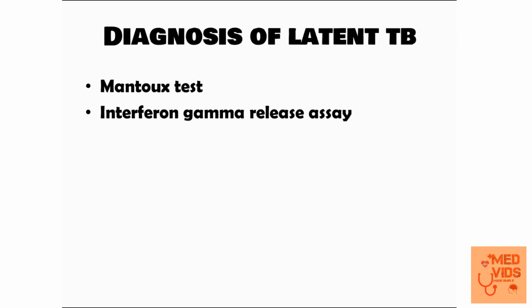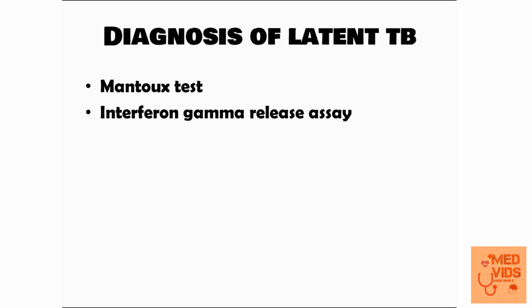Diagnosis of latent tuberculosis. As I've told you already, latent tuberculosis is the one in which the tuberculosis bacteria are dormant in the body and they're not causing any manifestations. If you want to detect latent tuberculosis, we can use two types of tests. One test is the tuberculin test, which is the Mantoux test. The second one is the interferon gamma release assay. Mantoux test is the one in which we inject the tuberculin protein derivatives intradermally in a person, and then we wait for 48 to 72 hours, and after that we observe for the induration which is formed at the site of inoculation in the skin.